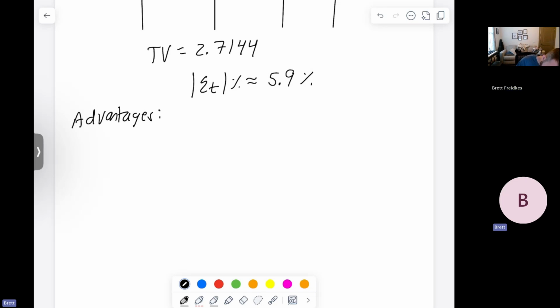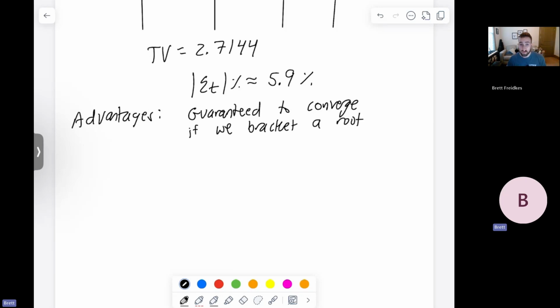Advantages. This is guaranteed to converge if we bracket a root at the beginning. Which means that we'll always get an answer. That's huge for us. Because if it brackets it, then that means we'll get closer and closer in each iteration. That's our first advantage. The second advantage is that we will get closer with each iteration.